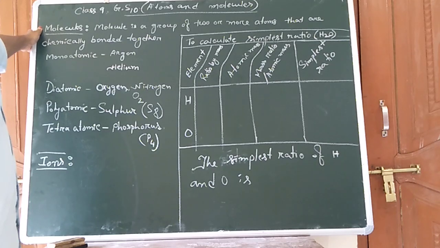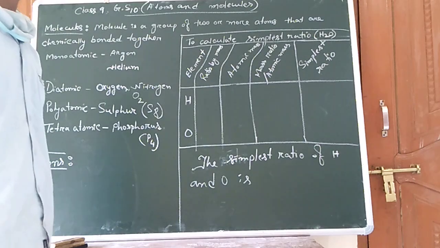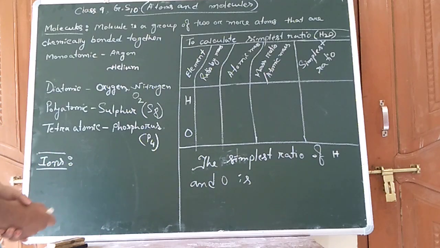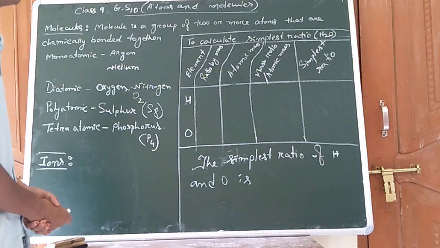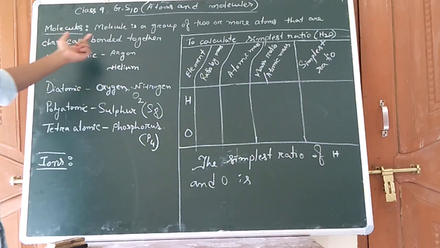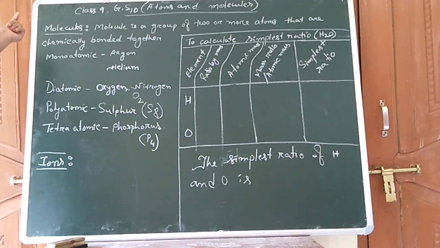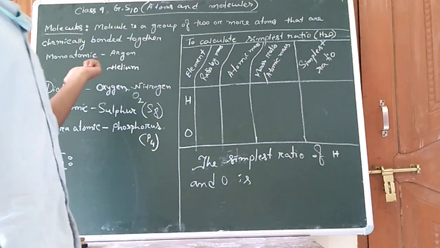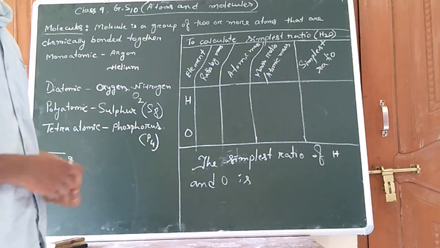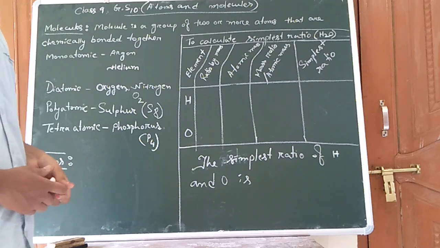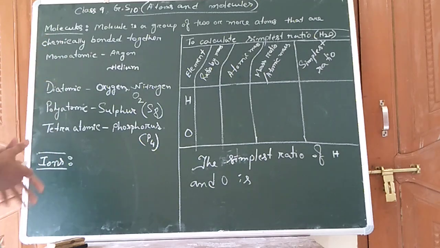A molecule is a group of two or more atoms. When two or more atoms combine with each other, they form a molecule, and they are chemically bonded together. That means in a chemical reaction, molecules also take part. And what does chemically bonded together mean? It is the bond formation, covalent bond, ionic bond, which we will discuss later.